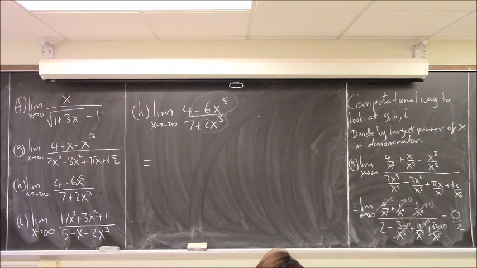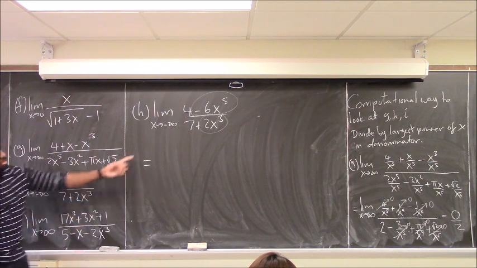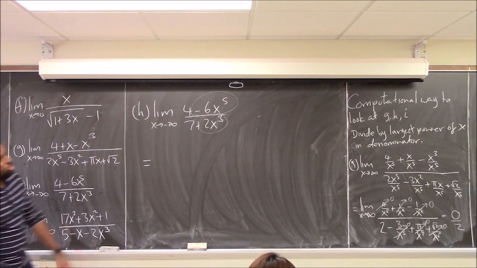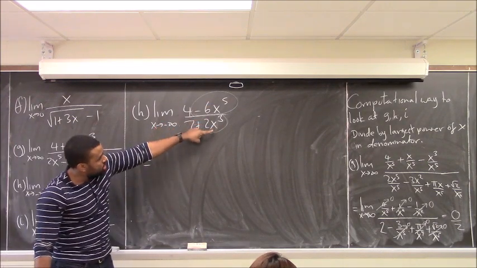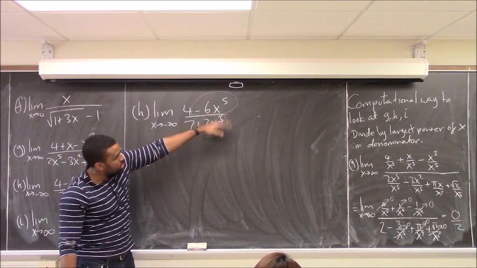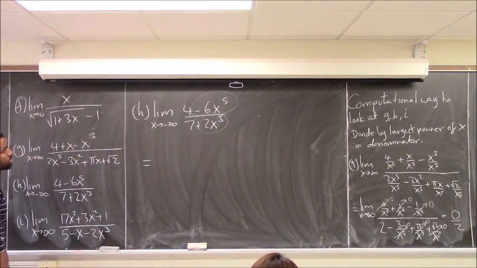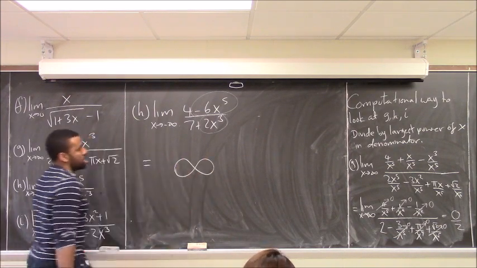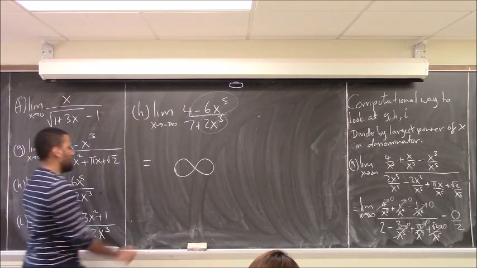So again, identify the biggest guys because they're the ones who control things when you go off to infinity. So this guy is going to behave like minus 6x to the fifth over 2x cubed. You can ignore the 4s and the 7s when you're going to plus or minus infinity, essentially. So now you realize that you have an x to the fifth divided by an x cubed. That's just going to simplify to x squared. X, right. So now you know the answer is infinity because you have the largest power on the top. It's top heavy.